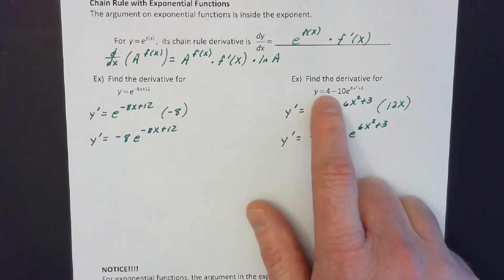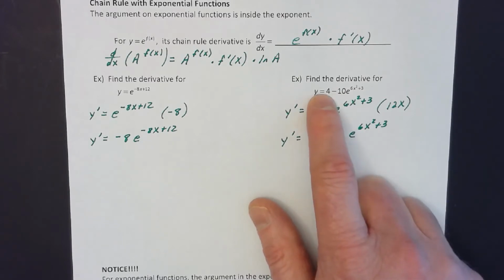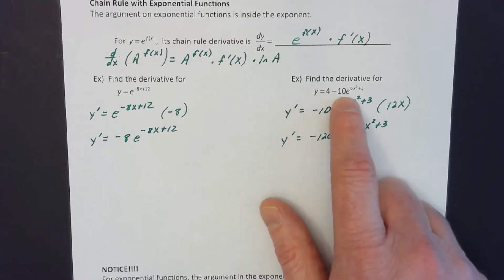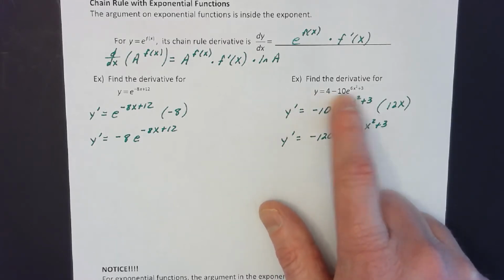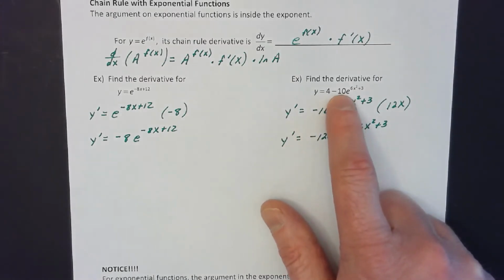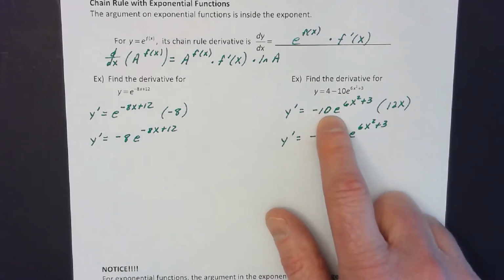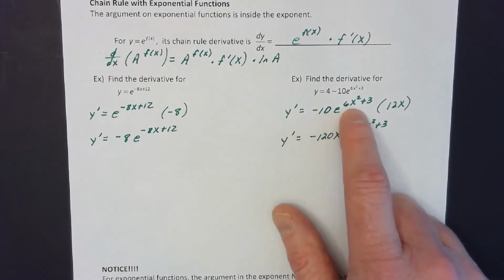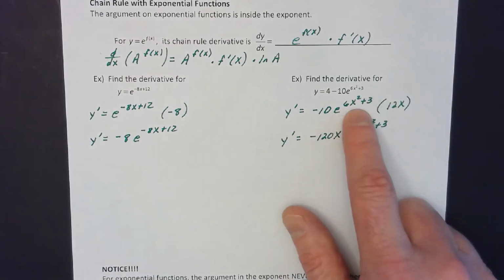Same thing over here, though. You say, well, what if you have a constant and an exponential function? We always know the derivative of any constant by itself is 0. Now here, that constant is multiplying an exponential function, so it's going to get carried along in the answer. And I can say, okay, the derivative of negative 10 e to the 6x squared plus 3 is negative 10 e to the 6x squared plus 3 times the derivative of its exponent.